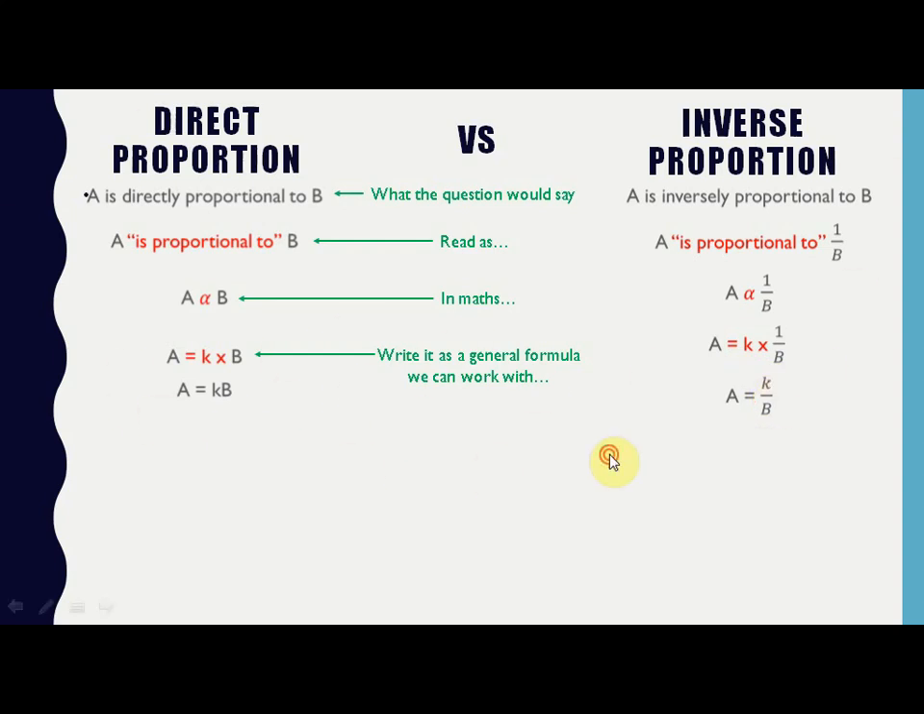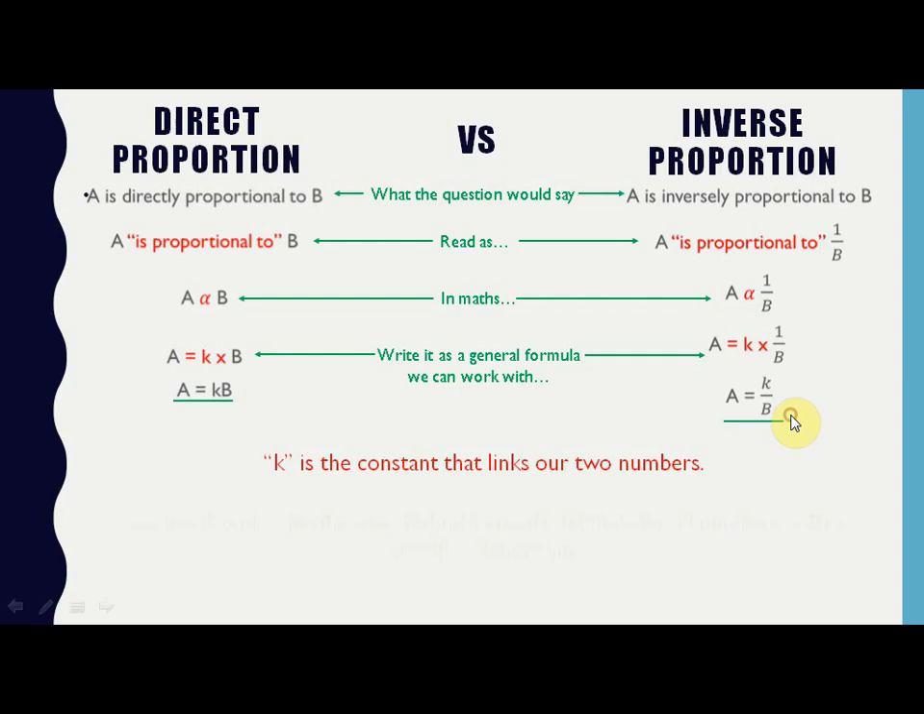So this is the total overview of direct and inverse proportion. If you look again, you can identify what is direct proportion and what is inverse proportion. In direct proportion, between K and the variable is a multiplication sign, and in inverse proportion, between K and the variable is a divide sign.